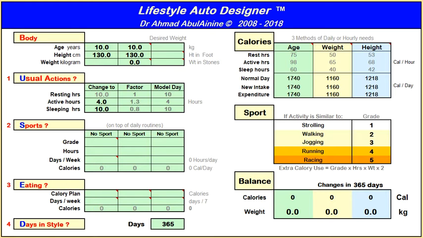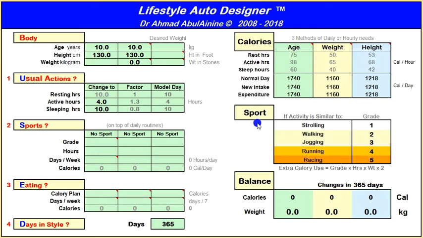The Lifestyle Auto Designer is a computer program based on two components, the calculators as well as the used interventions. So let us explain the calculators. We have here a calculator which can calculate the energy expenditure based on either age, or age and weight, or age and weight and height to get greater accuracy.